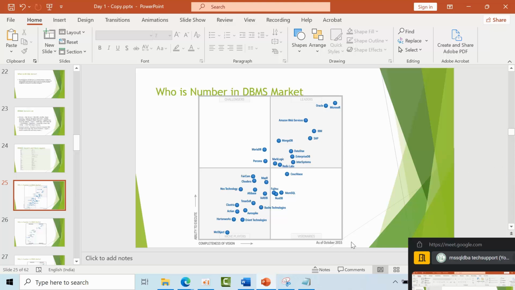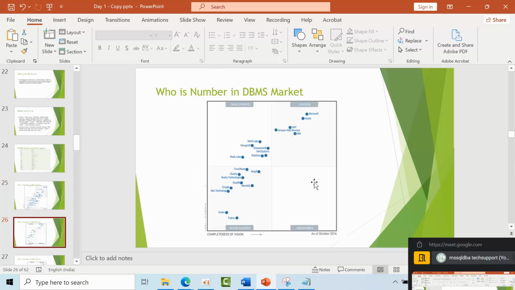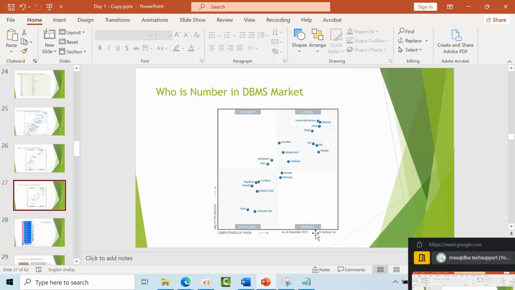This report was from 2015, sir. In 2015, in the database market, Microsoft was number one. Now, if I see here, in 2016 also, Microsoft is number one. In the year 2021, Amazon Web Services (AWS) was a little bit higher compared to Microsoft. But AWS is a cloud, whereas in on-prem SQL Server, Microsoft is still the leader.